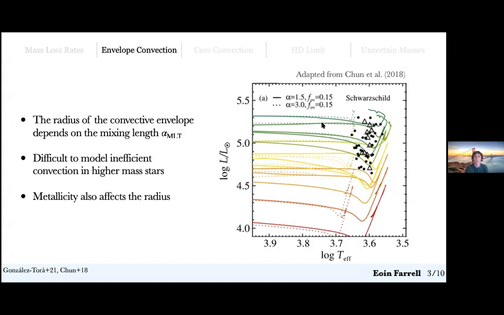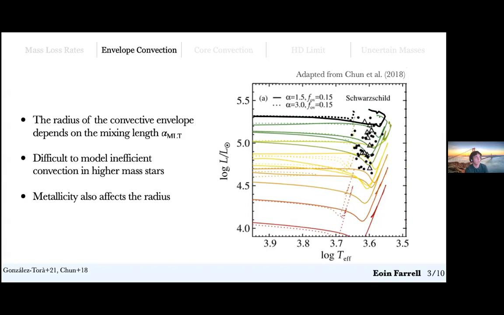The solid lines here show evolutionary tracks with alpha equals 1.5, and the dashed lines have alpha equals 0.3. We can see here that for the same mass, different alpha can change the location of a red supergiant in the Hertzsprung-Russell diagram. The different colors here indicate different initial masses. Related to this, it's worth noting that it can be more difficult to model the energy transport in higher mass stars where convection is more inefficient. It's also worth keeping in mind that the metallicity and envelope mass also play a role in setting the radius.